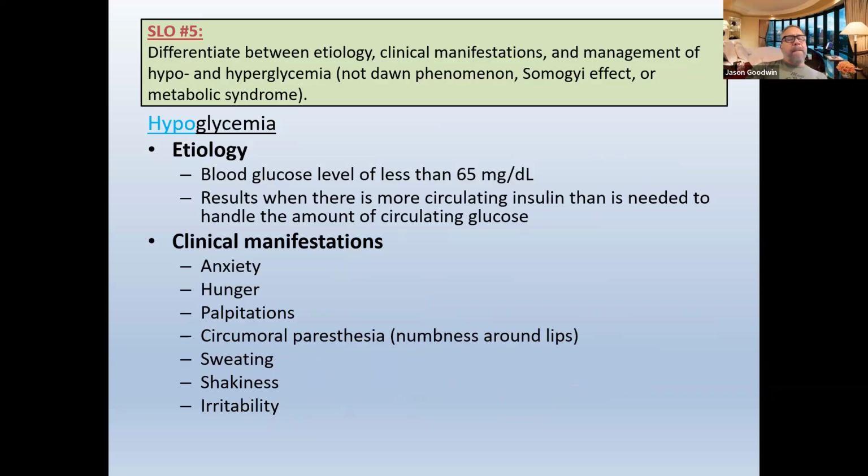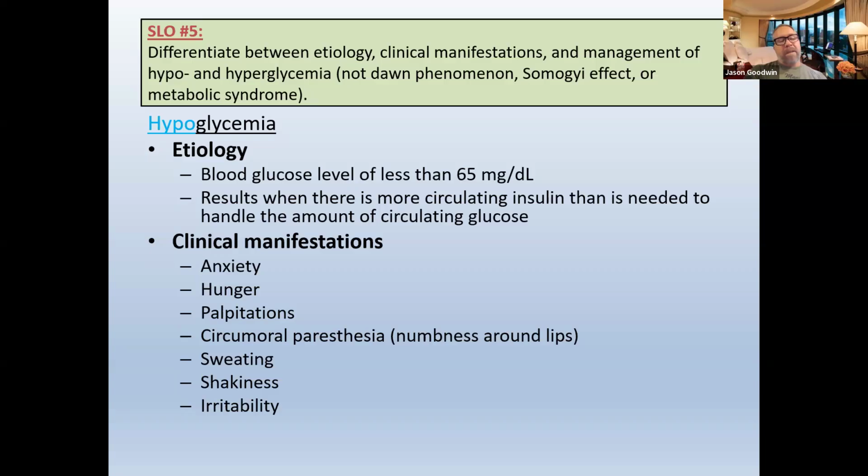All right, so hypoglycemia we're talking about here. The etiology, really, is a blood glucose less than 65. So when you're in the clinical environment and you draw something that's less than 65, you start to realize you have to do something immediately. What happens is there's more circulating insulin than is needed, which brings the blood glucose too low.